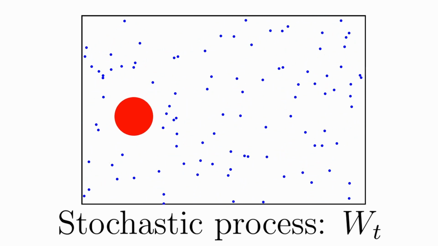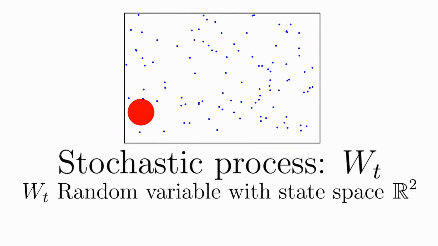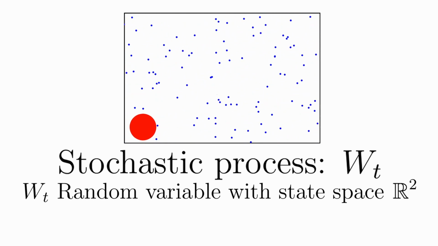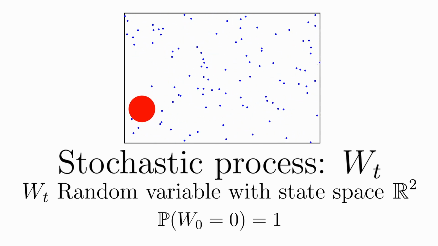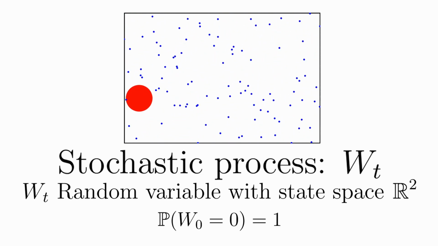But how can we describe this motion mathematically? Since it's practically impossible to track every collision with every water molecule, we model it as a stochastic process. So for every point in time, we have a random variable which describes where the particle can be. We assume that the Brownian motion starts at the origin, that is, the probability that the particle is at position 0 at time 0 is 1.